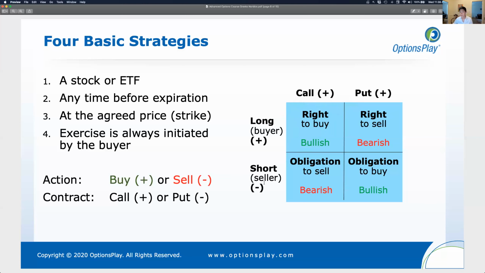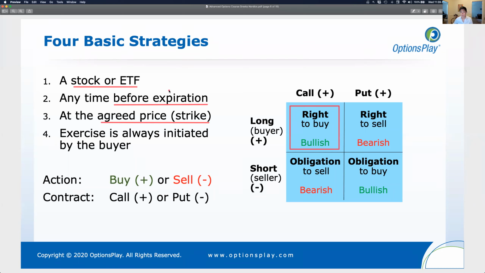You have a buyer and you have a seller. The buyers have certain rights and the sellers have certain obligations, but largely, for whatever quadrant you find yourself in. So let's say you are buying the call. What you have is the right to buy a stock or ETF at any time before expiration at the agreed upon strike price.